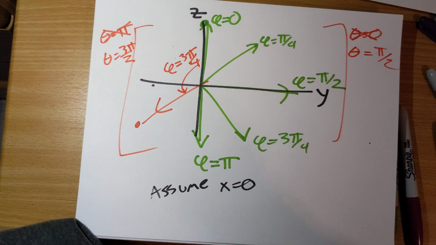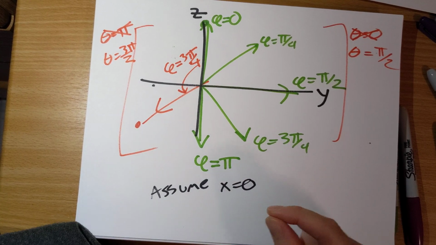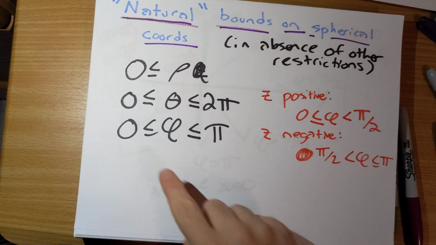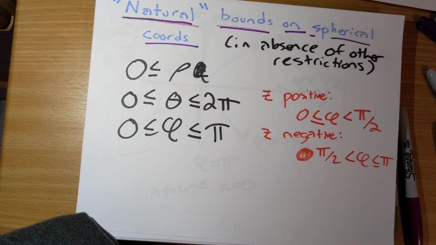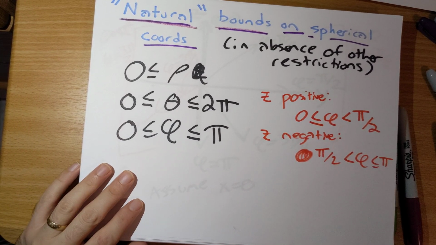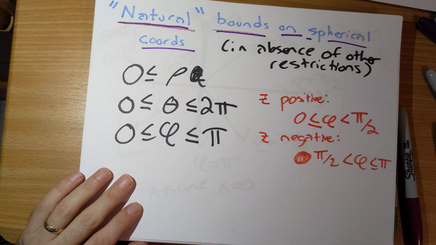So phi always is between 0 and pi. If you just write down an integral where phi is running 0 to 2 pi, that's okay, we just know that that's going to be wrong. Okay, so these are our natural bounds on spherical coordinates.